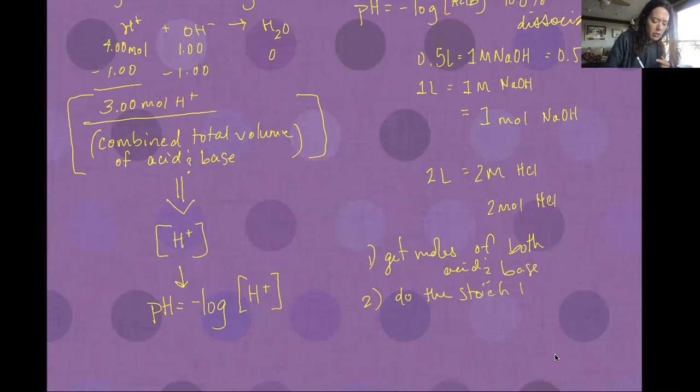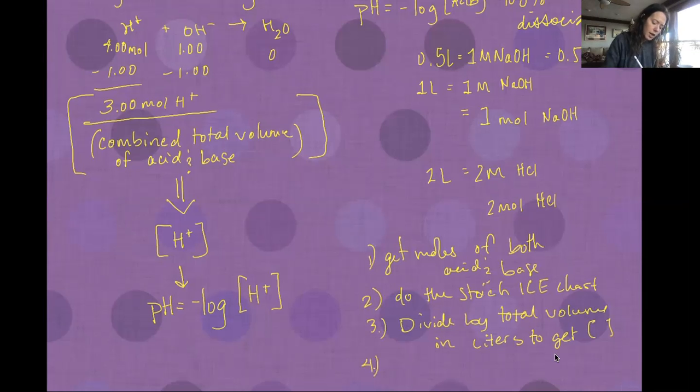We're going to call that the stoich ICE chart. Divide by total volume in liters to get concentration. And then you would get the negative log. Solve for pH. Concentration equals pH, okay?